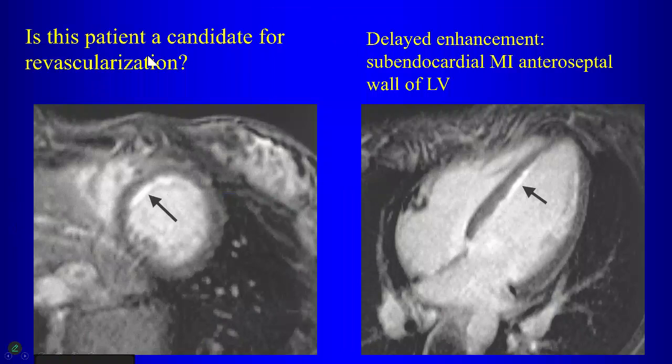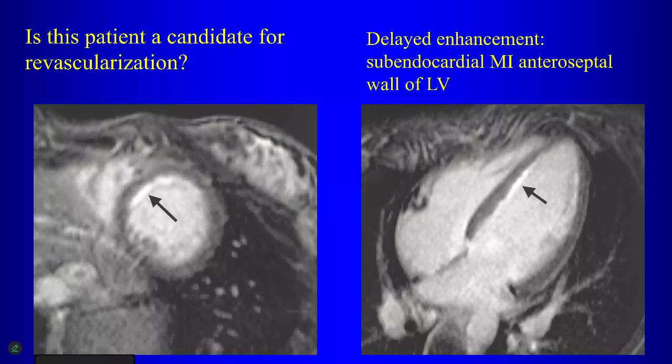So here's a patient who has had an infarction. Is this patient a candidate for revascularization? We see that there's delayed enhancement here along the endocardial surface. So is this a patient for revascularization? How do we decide? What criteria do we use?